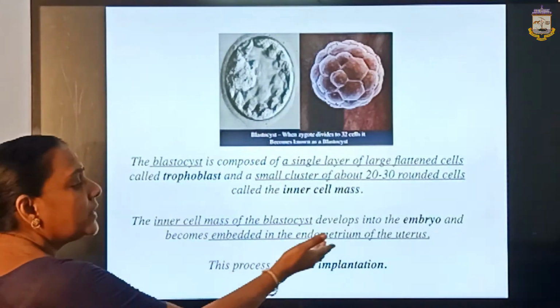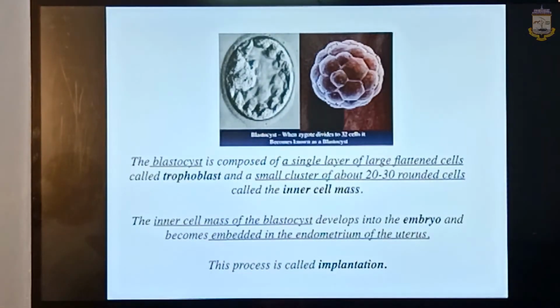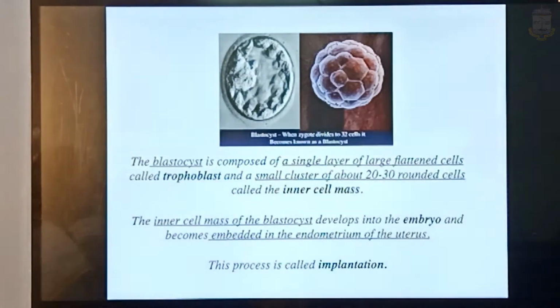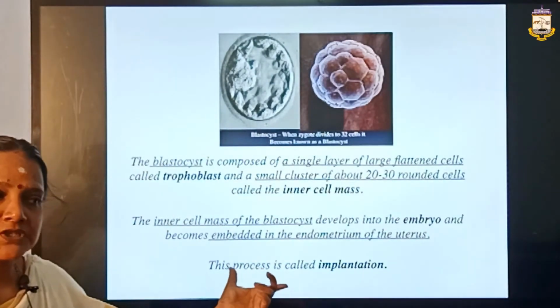Now this is embedded in the endometrium of the uterus. The endometrium is the bed-like structure preparing itself to receive the embryo. So here it is implanted. This process we call implantation.